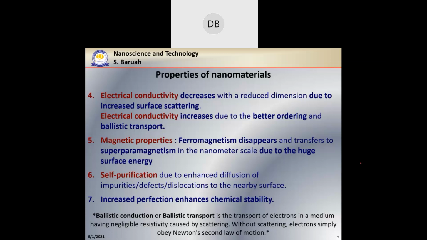So ballistic transport, as I just mentioned, is the transport of electrons in a medium having negligible resistivity. That's why we call it ballistic. It means it moves very fast, there's no obstruction, so the scattering is minimized. If there is no scattering, then the electrons simply obey Newton's second law of motion. You know Newton's second law of motion, what was it? The mathematical expression is force is equal to mass into acceleration.